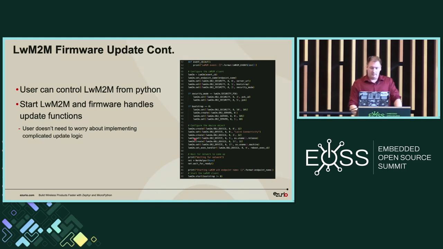So the user can set that up with these calls and set those fields in object 3, wait for the network, and once you're on the network, just call lightweight MDM start and it gets up and runs. That's how simple it is. From that point, object 5 and object 9 are there, and now you can update from the cloud.